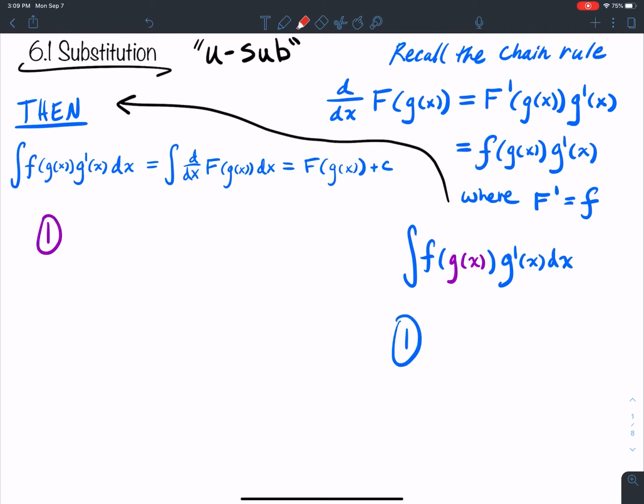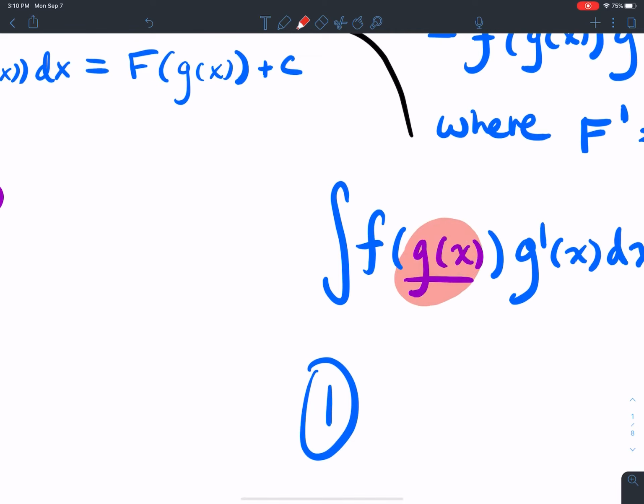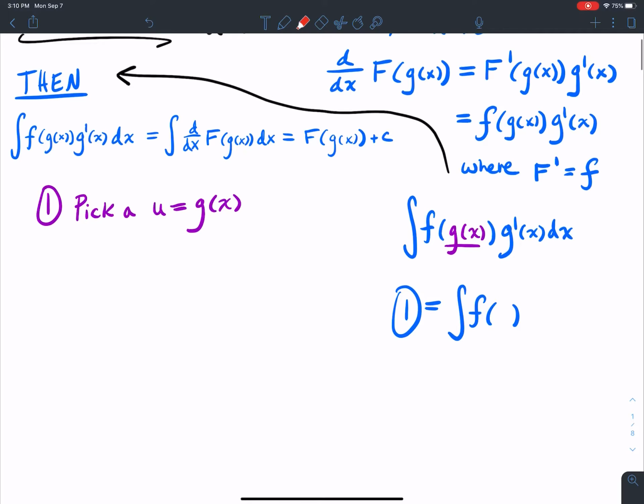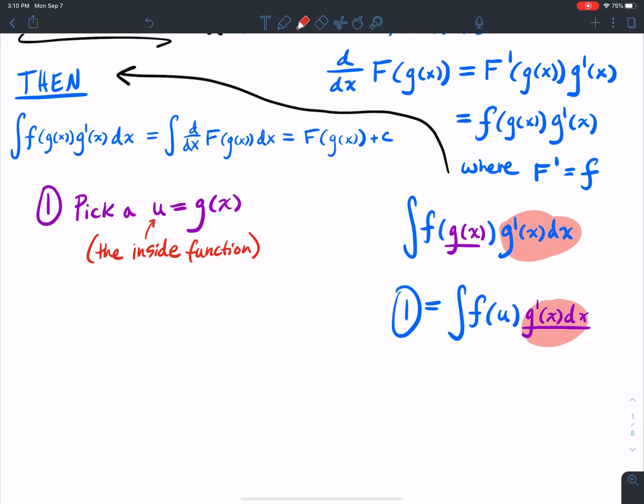So step number 1, I want to pick a u. That's the inside function. So the inside function here, my g of x, I want to pick that inside function. I see here that the inside function is here and its derivative is sitting out here. So I replace g of x with u. And then I have left g prime of x dx. This u here is known as the inside function.